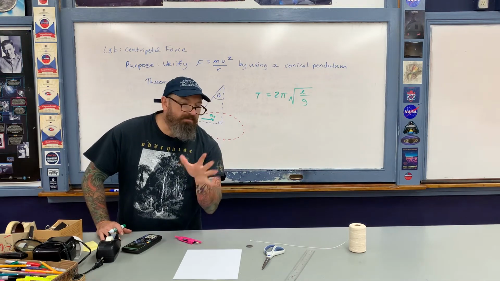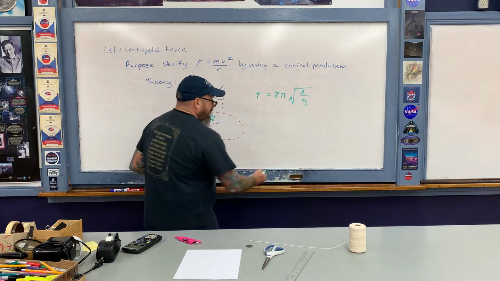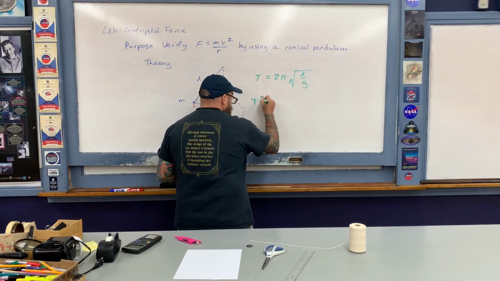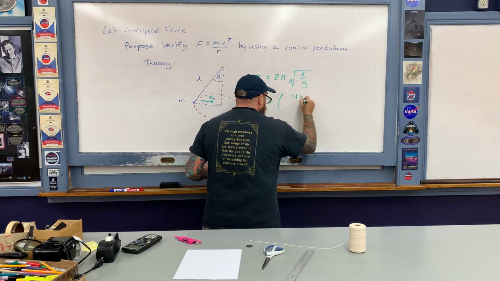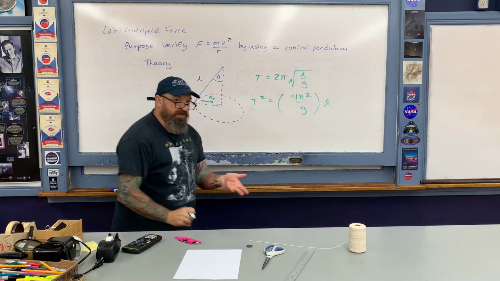Now what I'm going to do mathematically is back up one step in the derivation. I'm going to square both sides of the expression. When I square both sides, I end up with this. This is the previous step.